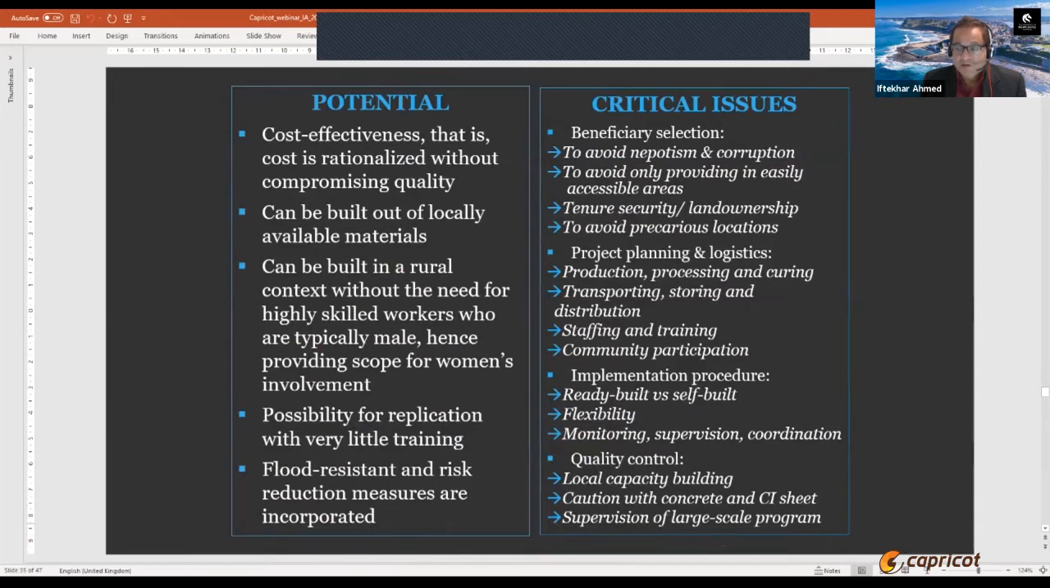I had to go to all the sites and supervise all the construction, and some of the NGOs that implemented the project were also trying to cut corners. So it's not easy in a country like that.